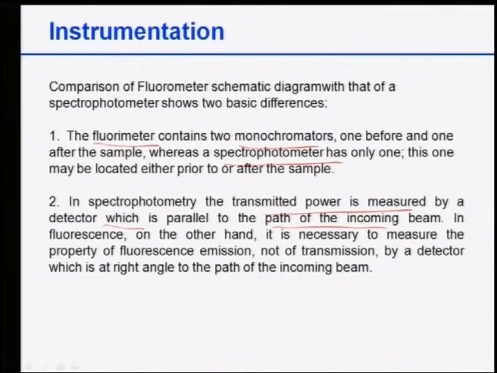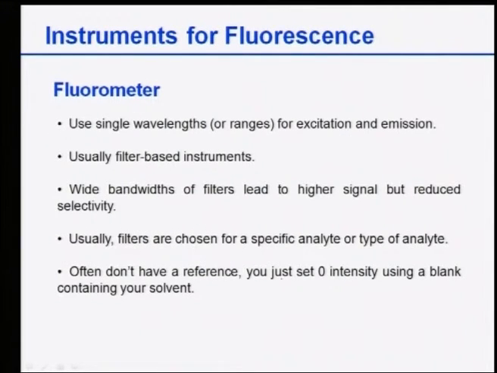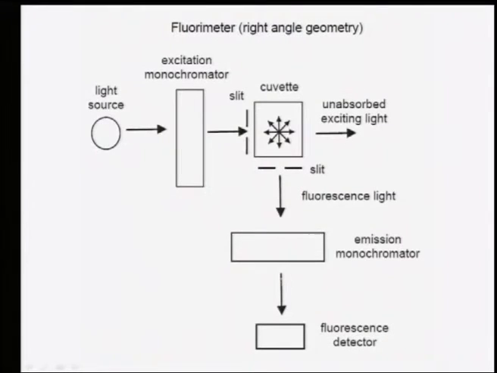In fluorescence, on the other hand, it is necessary to measure the fluorescent emissions, not the transmissions, by a detector which is at right angle to the path of the incident beam. And there are different properties of the fluorometer. A fluorometer has single wavelengths, it has filter based instruments, it must have wide bandwidth, and filters are chosen for specific analytes, and we do not use any reference also.